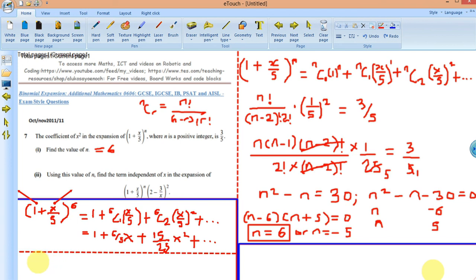I have 2 minus 3 over x, all square. So that's just 2 minus 3 over x times 2 minus 3 over x. So this will give me 4, then minus 6 over x, then minus 6 over x, then plus 9 over x squared.